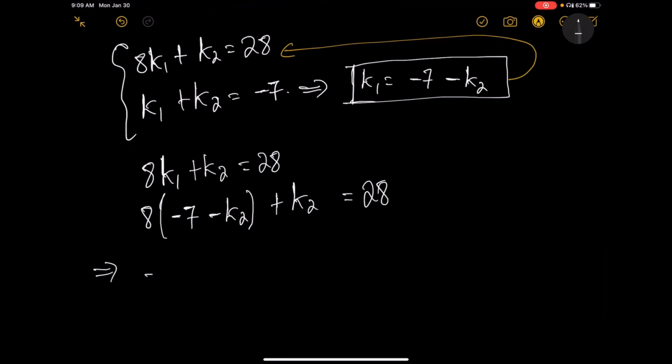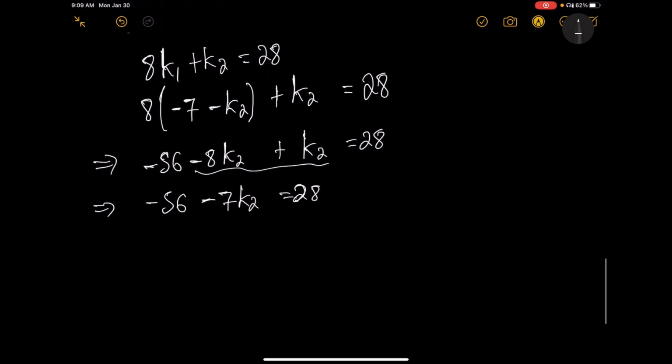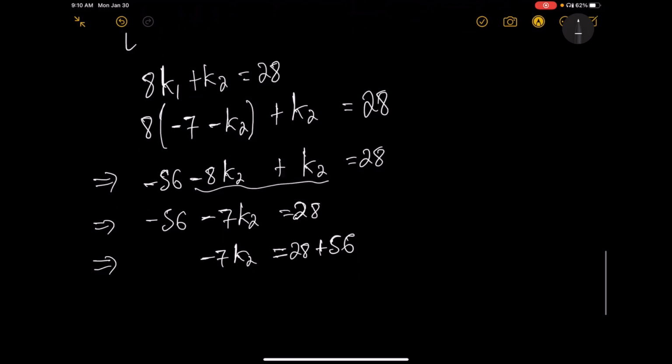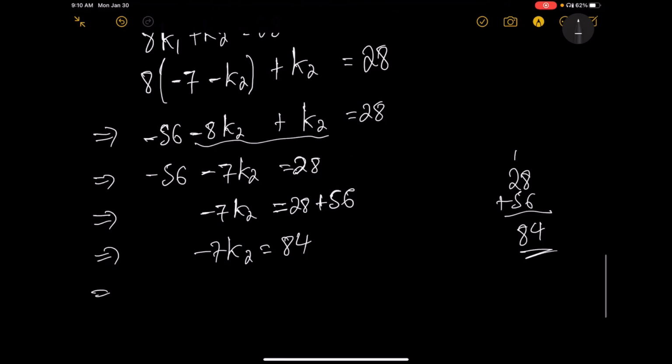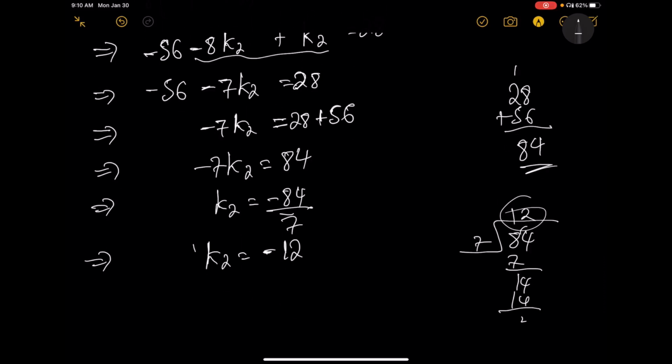8 times negative 7 is negative 56. 8 times negative k2 is negative 8k2, plus k2 is equal to 28, which implies negative 56, negative 8k2 plus k2, what is that? That is negative 7k2 is equal to 28. When we add 56 on both sides, we get negative 7k2 is equal to 28 plus 56. What is 28 plus 56? Negative 7k2 is equal to 84, which implies k2 is equal to negative 84 over 7. Therefore, k2 is equal to negative 12.